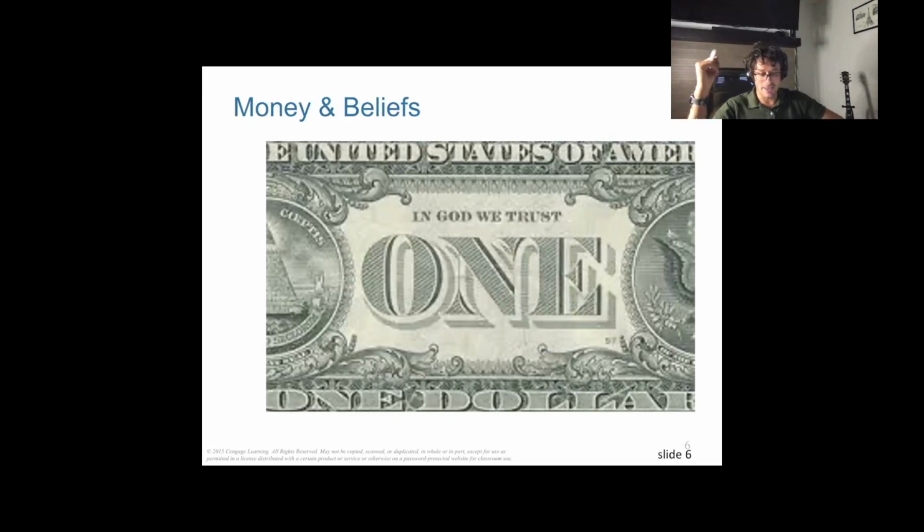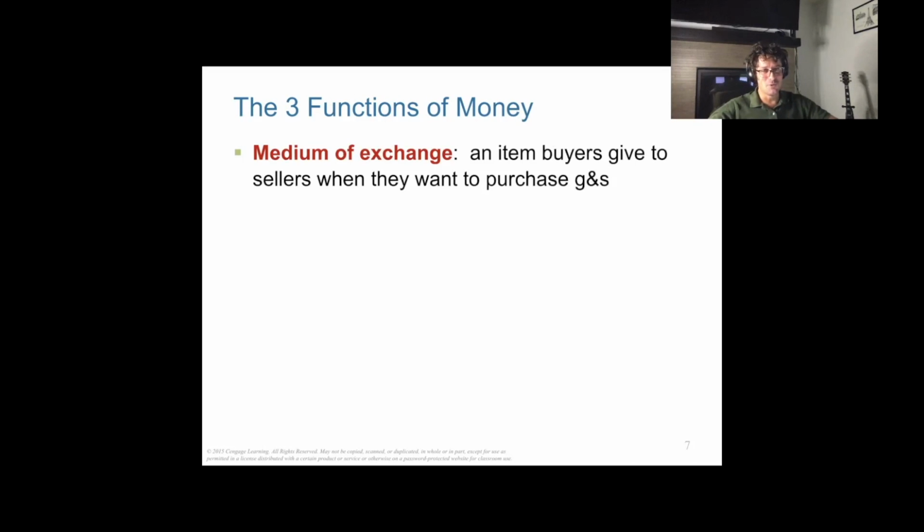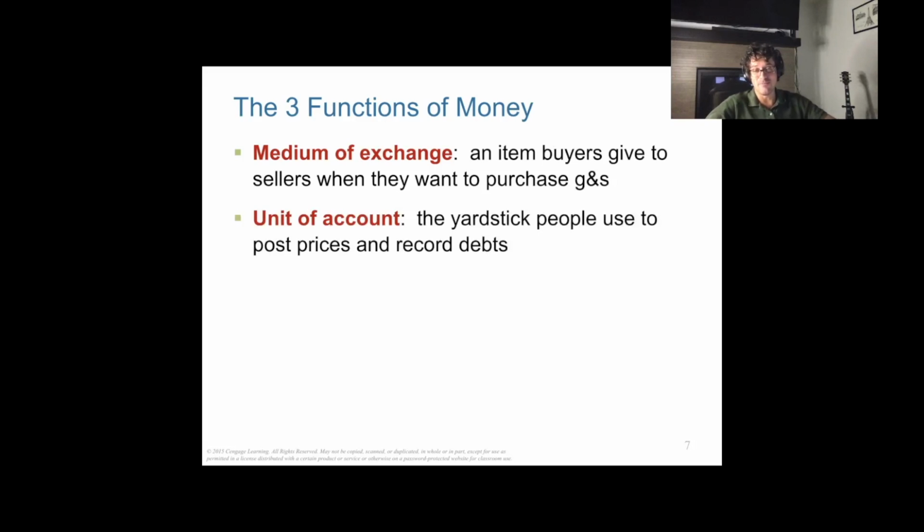And this is why I believe we need on our dollar bill to believe in God. In God we trust that this money in the future is going to be accepted. Okay, let us move to the other two functions of money.